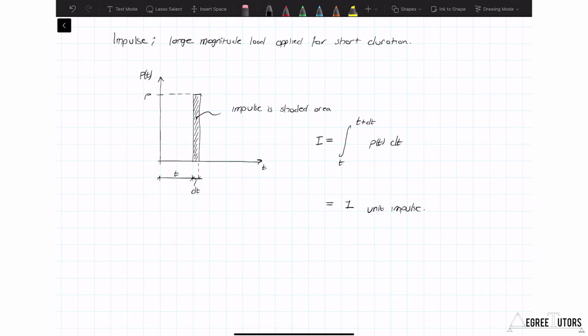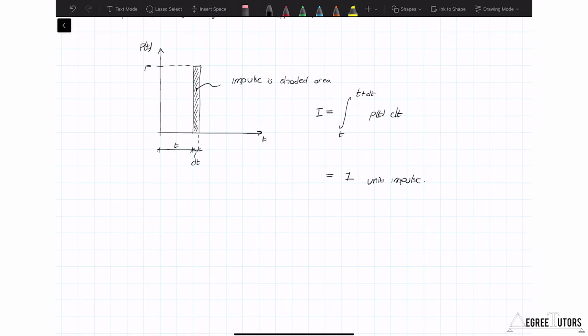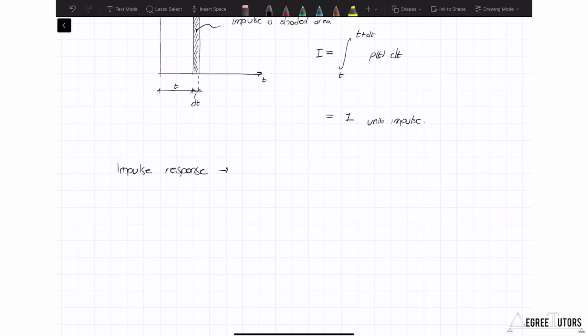How does that help us? Well, we get a little step closer to the end goal by thinking about what that impulse would do to a single degree of freedom system. So what does it do? Well, it's going to generate a response, and we call this the impulse response. So let's just sketch that out. Ultimately, we're going to derive an equation for this, but we'll just sketch it out for now.